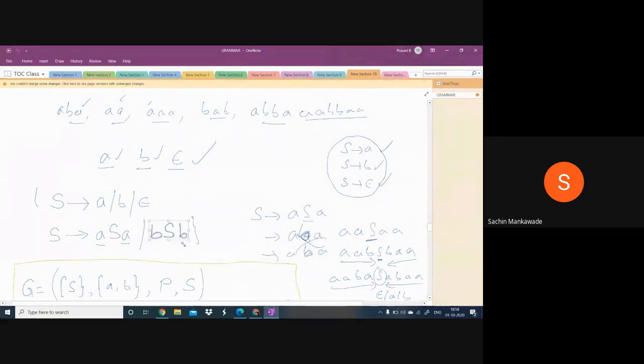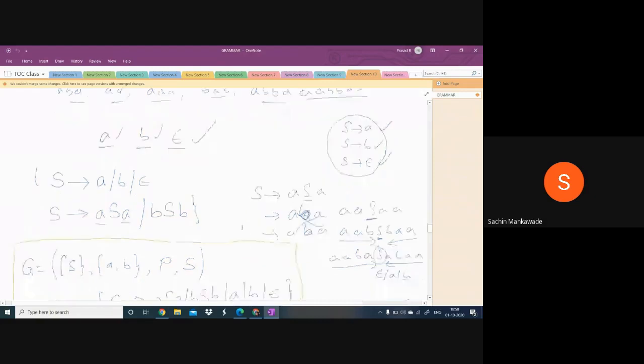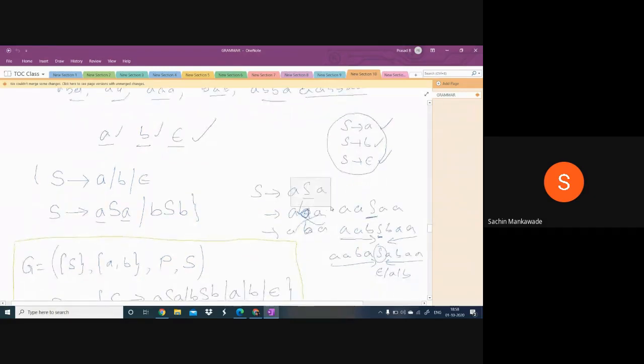So these two productions can give palindromes over A and B. So finally, the productions for this grammar are S → ASA, S → BSB, and S → A, B, epsilon. Let us check whether this grammar will really give the palindromes or not. Here I am taking S as the start symbol.